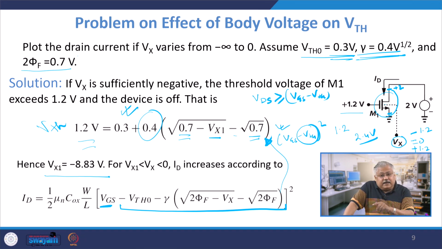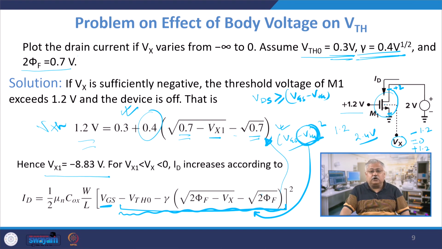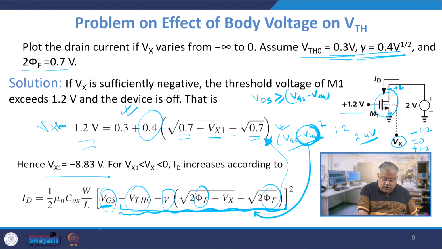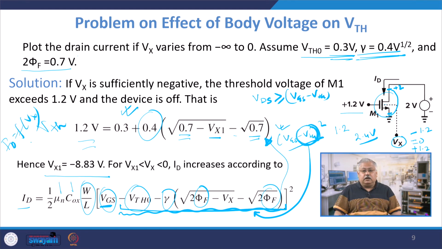But my VTH now becomes a function of Vx, which is basically the body or the bulk potential, and therefore I plug that equation and place it exactly at this point, where VGS minus VTH is, and it becomes a function of Vx. All other quantities are known. This is known, 2 phi f is known, gamma is known, Vth0 is known, fixed value of VGS is known, W by L ratio, Cox, mu and everything is known. Therefore, ID becomes a function of Vx. Correct? And that is quite an interesting phenomenon which we see.